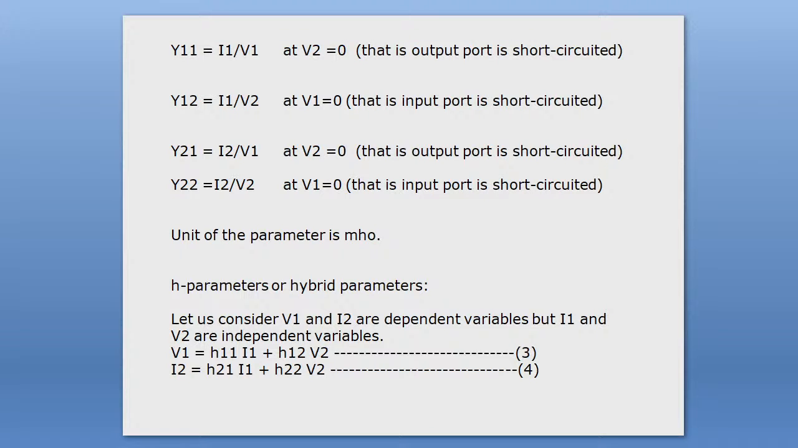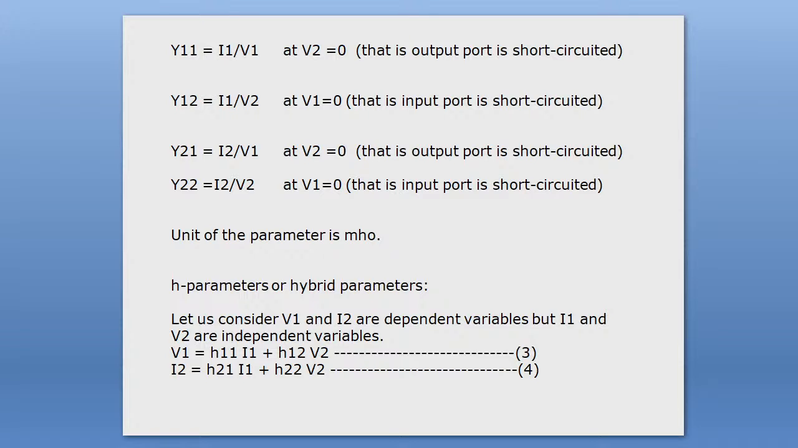Okay, see each parameter, for each parameter we consider V1 input port voltage and output port current. V1 and I2 are dependent variable, but I1 and V2 are independent variable. If you carefully look at the equation 3 and 4, then you can easily understand that for this case input port voltage and output port current are represented in terms of input port current and output port voltage. That means mixed kind of thing.